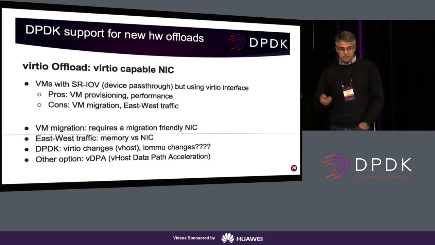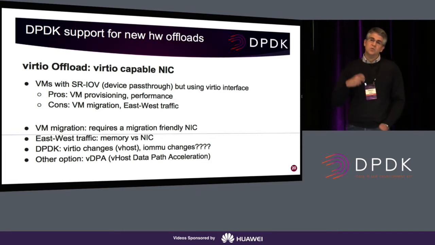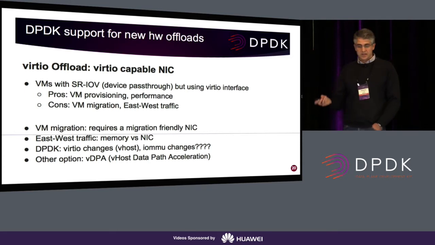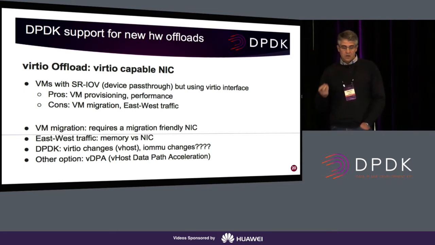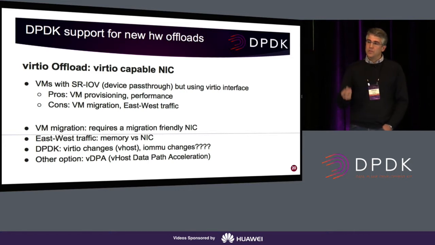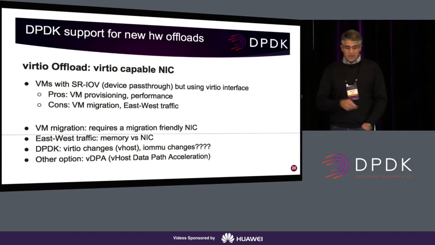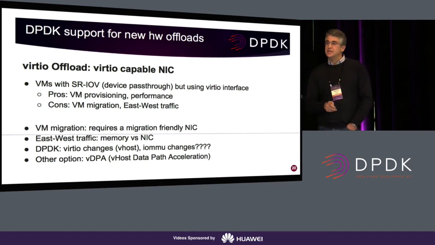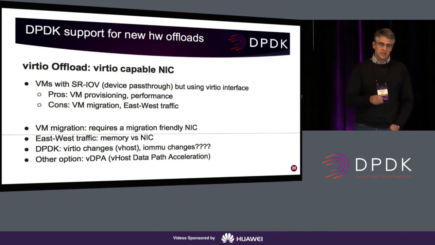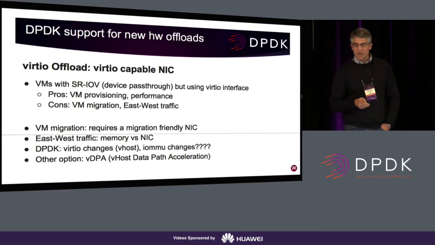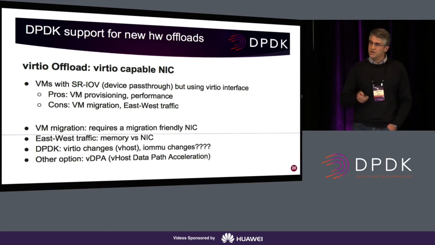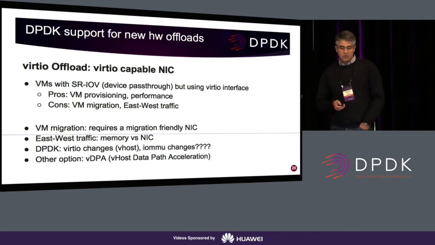And maybe in DPDK, to support this, we need to modify parts like vhost, probably, or maybe the IOMMU configuration. Just a last remark: there's another option, instead of doing full virtual offload, to have partial virtual offload, that is vDPA. That is an Intel idea. I think there are some presentations about that on the web.